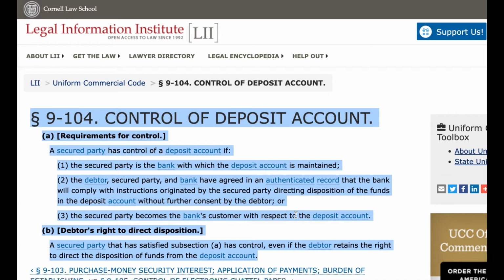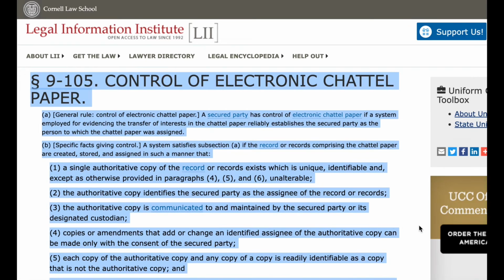A secured party that has satisfied subsection A has control, even if the debtor retains the right to direct the disposition of funds from the deposit account. Paragraph 9-105. Control of electronic chattel paper. A. General rule. Control of electronic chattel paper.